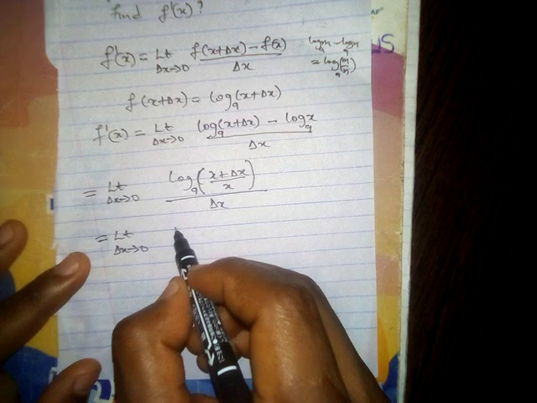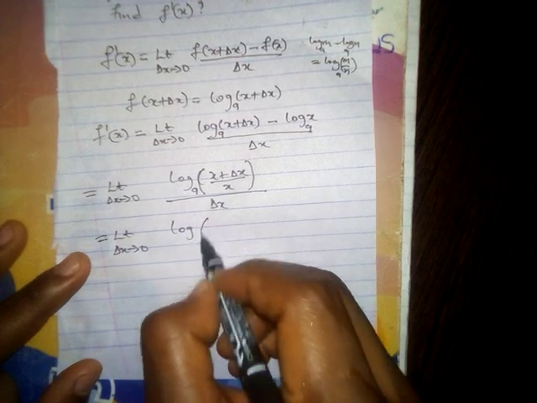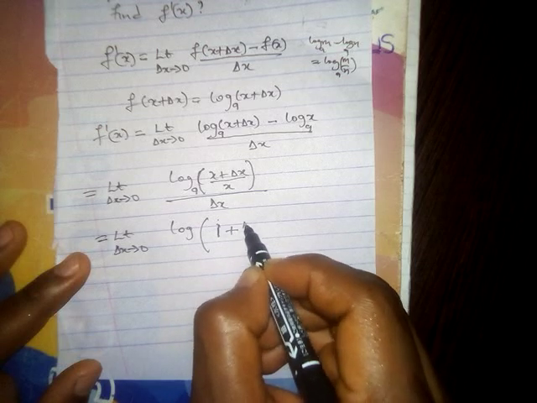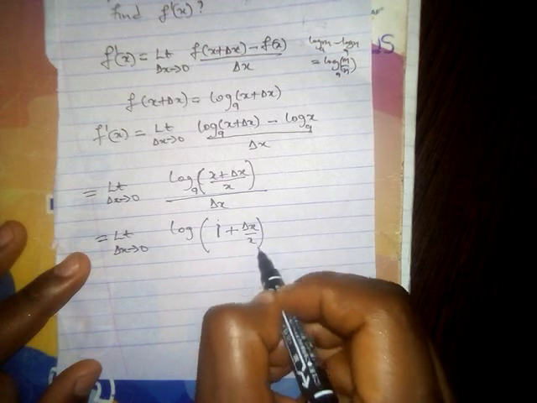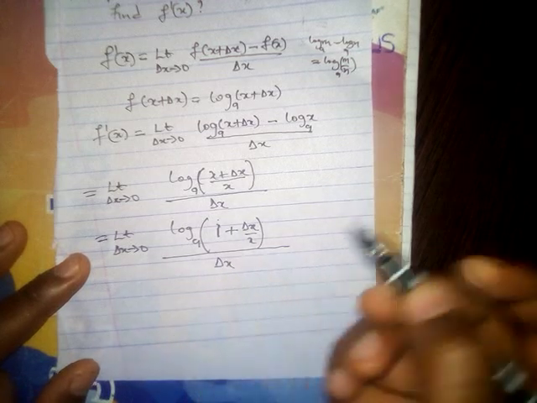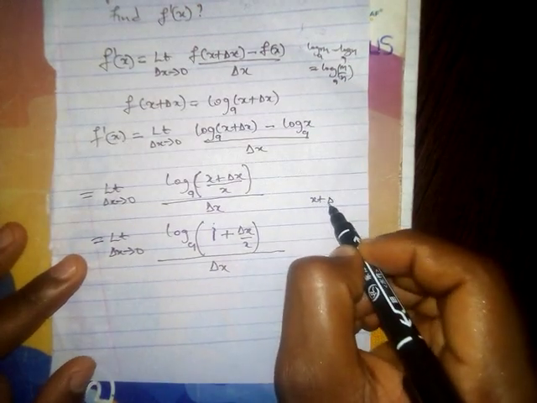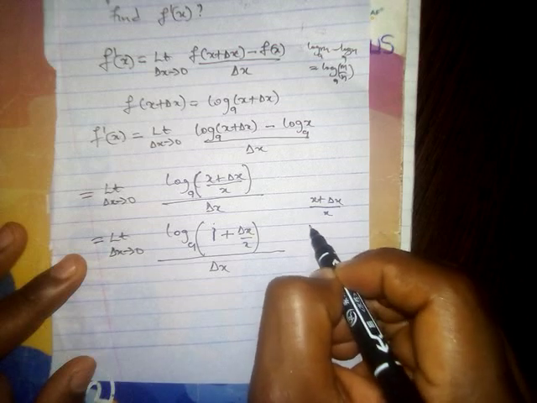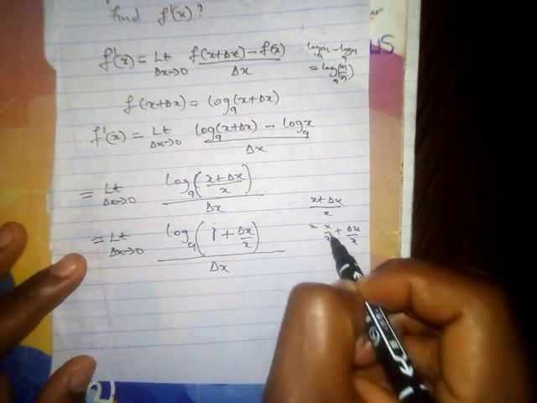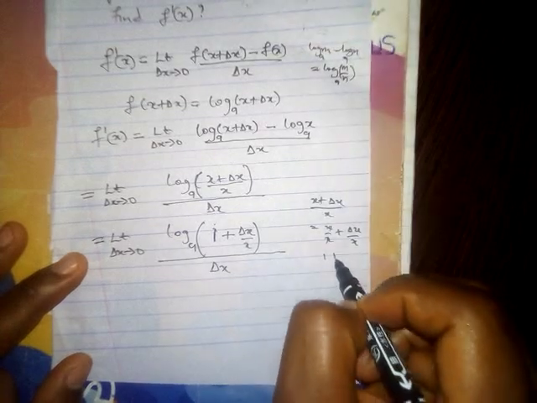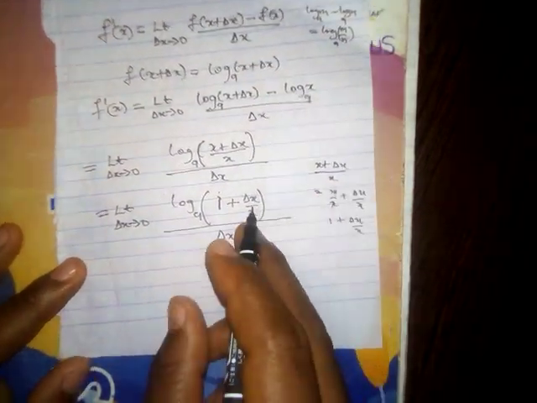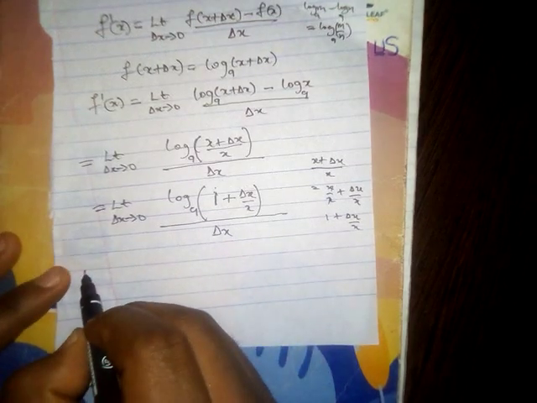Now this is equal to the limit as change in x approaches 0. We have the logarithm of, if you simplify this, 1 plus change in x all over x with base a, all over change in x. How did I get this? x plus change in x over x is simply x over x plus change in x over x. This cancels this. We have 1 plus change in x over x.